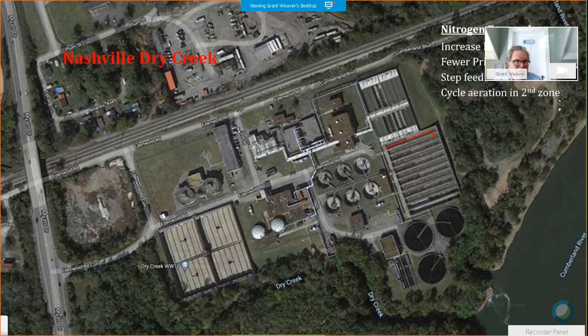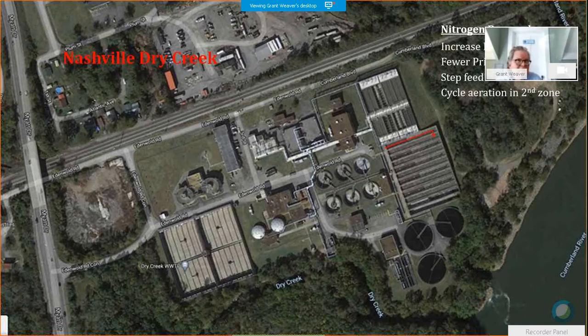They had to do some finagling to get the darn thing to work. It hadn't really been used in a long time, but they did. They made the effort to do that and started bypassing a portion of the flow around to increase the BOD loading in that zone where the air is going on and off.